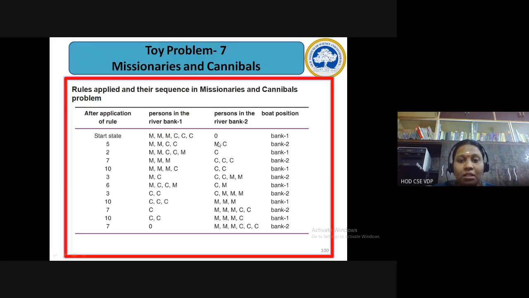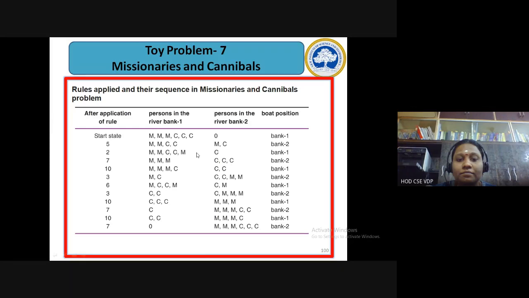So what happens here is in bank 2, if you want, you can add one more column which says boat representation. Okay, in the boat, who's traveling? So one missionary and one cannibal has traveled here, and then how does the boat go back? So what is the next state of the boat?